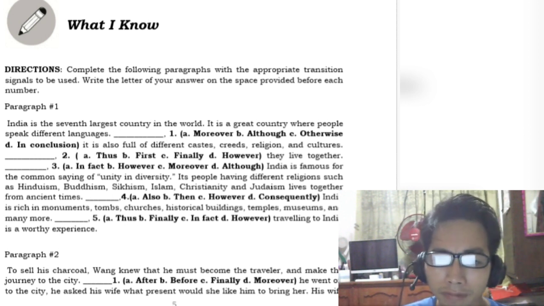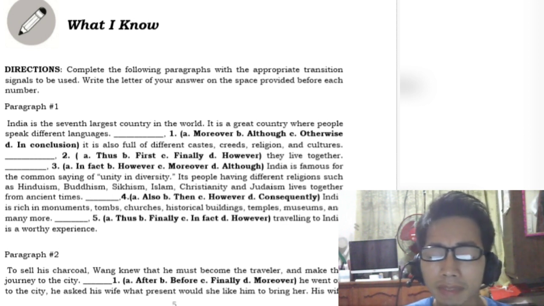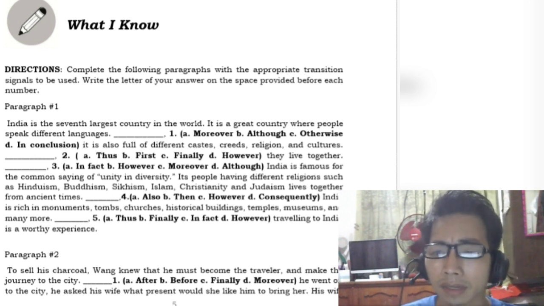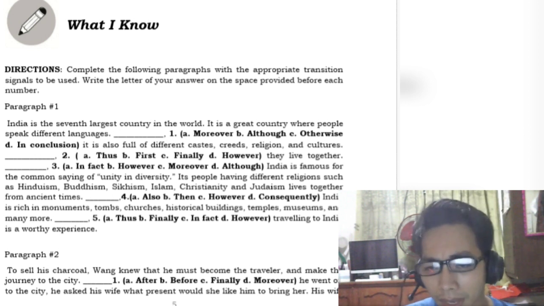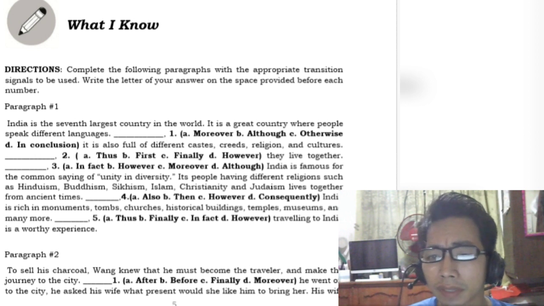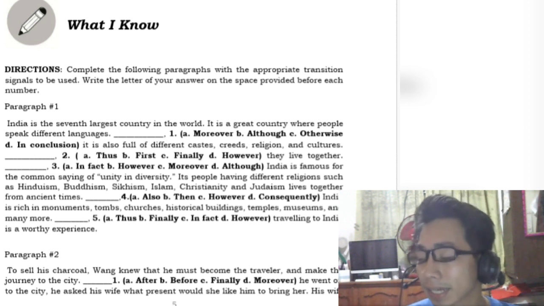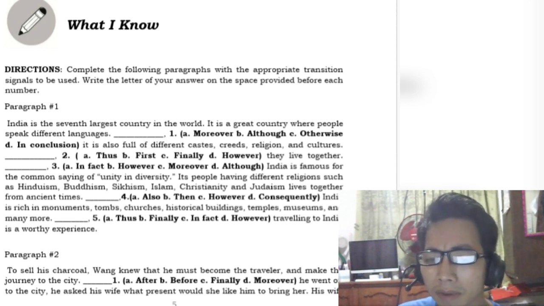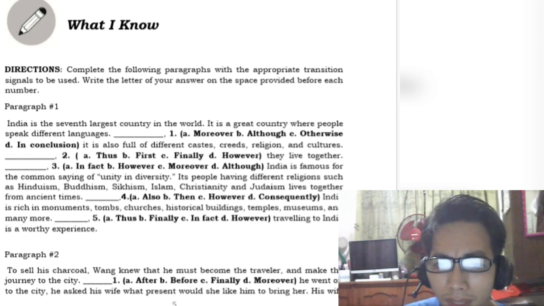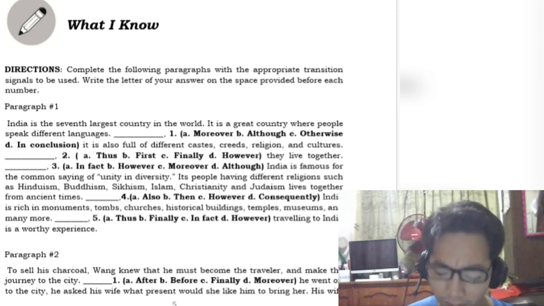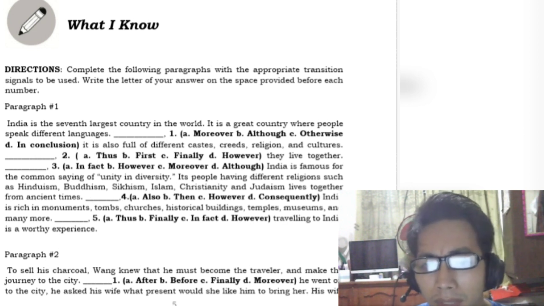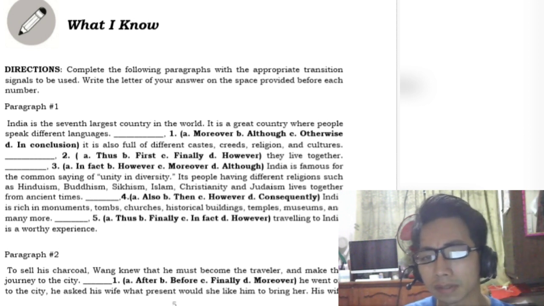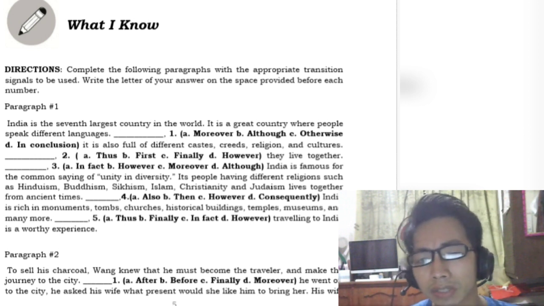Okay, now let's try to answer paragraph 1. Let's read. India is the 7th largest country in the world. It is a great country where people speak different languages. Blank, it is also full of different castes, creeds, religion, and cultures. So here, we are going to select the right transition signal to be used. If we read the first statement and connect the second statement, it gives additional illustration of what the country of India really is. They are not just the 7th largest country all over the world.